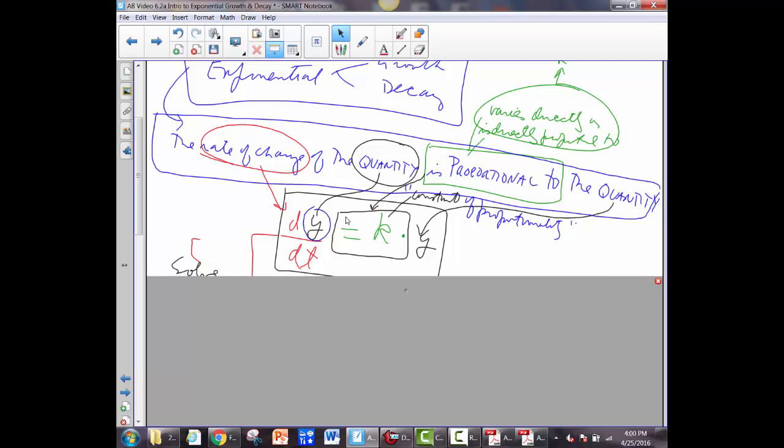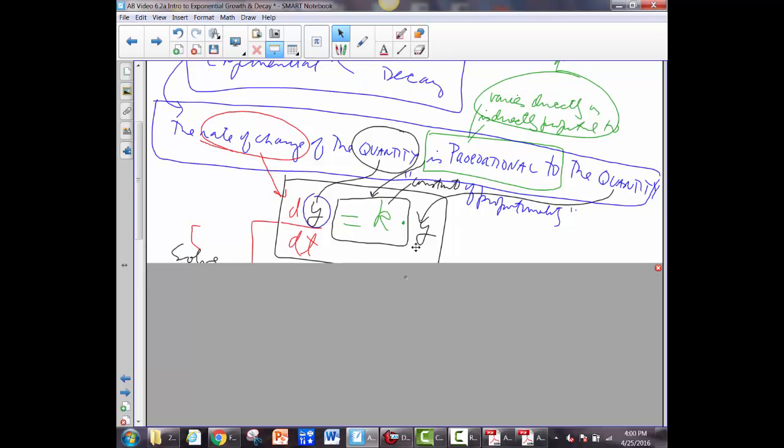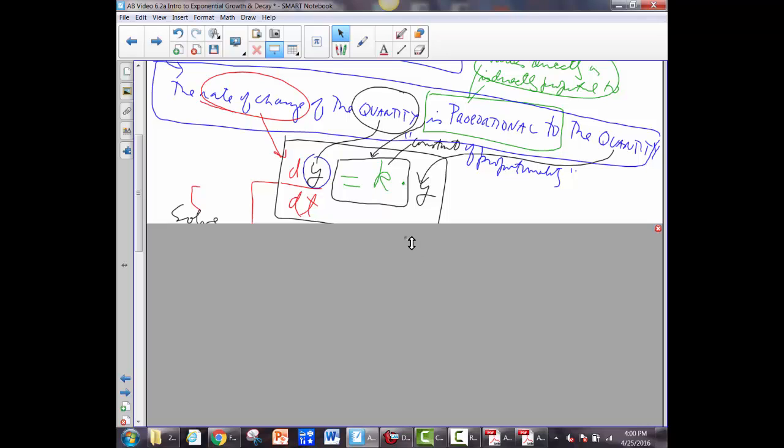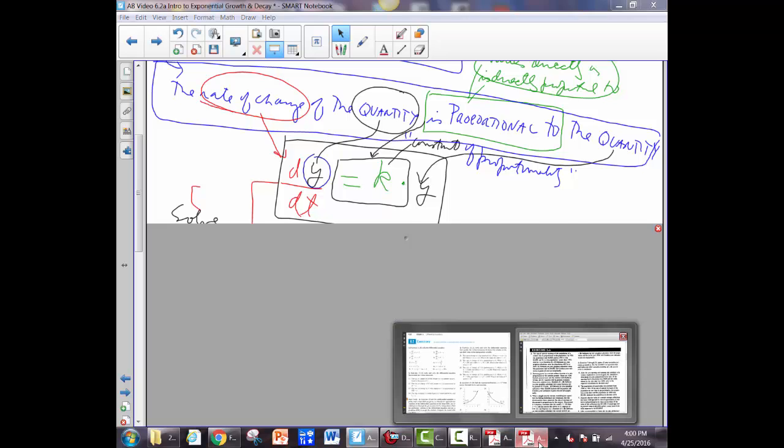So if you translate that, you have the rate of change, which is a derivative, with respect to time, of a quantity, which we'll call y, is proportional to, if you remember from Algebra 1, translates into equals k times the quantity, which is y. Now, you're going to have a lot of problems that have this same thing. Let me show you this one right here.